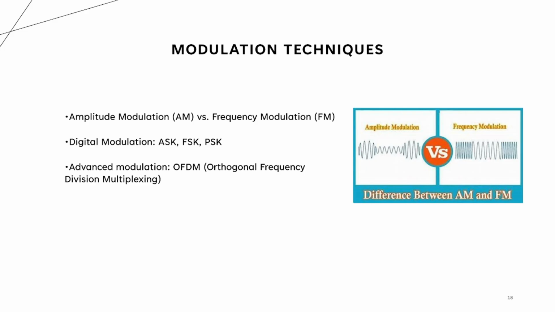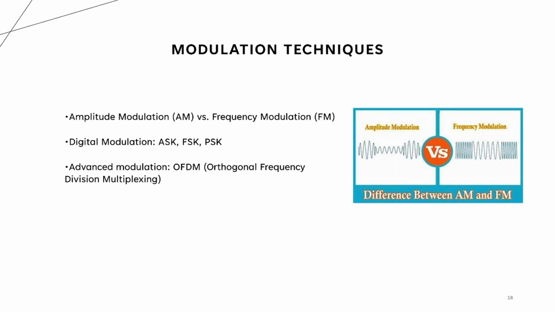This is an analog modulation technique where the amplitude or frequency of the carrier wave is varied according to the information signal. Then we talk about digital modulation, which has ASK. ASK means amplitude shift keying. ASK modulation represents the digital data by varying the amplitude of the carrier wave.